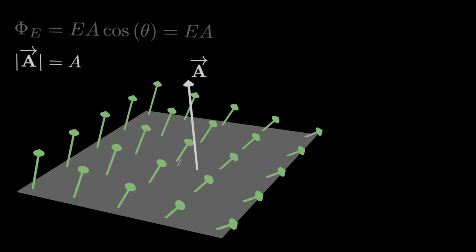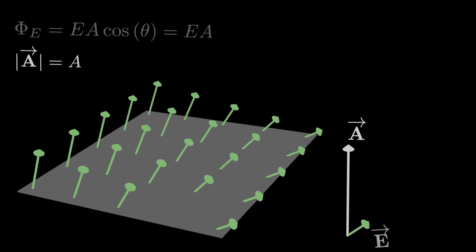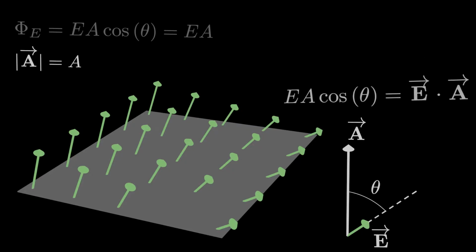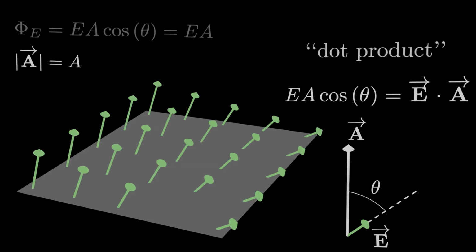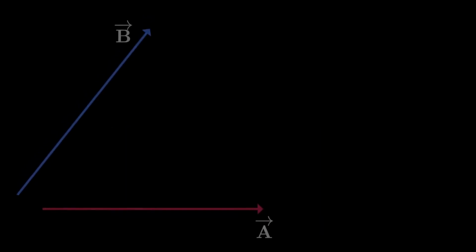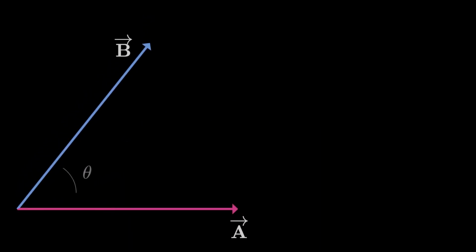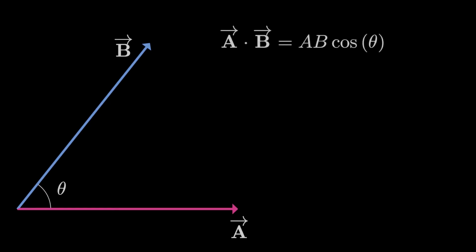Now, just applying a little reverse engineering here, if we happen to choose any of the electric fields here, we may write the product EA cosine of theta as the vector E dotted with the vector A. This is known as the scalar product between the vectors E and A, otherwise known as the dot product. Taking two generic vectors, we say A dot B is equal to the magnitude of A times the magnitude of B times the cosine of the angle between them.